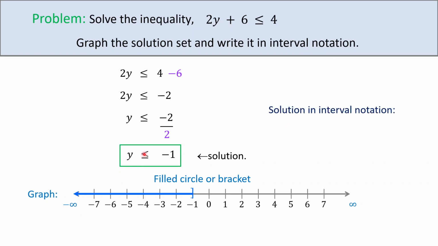This is less than, so first you need to put negative infinity, then a comma, then this number. For negative infinity, you need to always put a parenthesis. Now here you have an equal sign, so you need to put a bracket here. This is the interval notation.